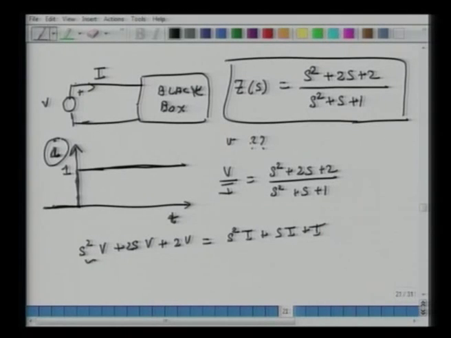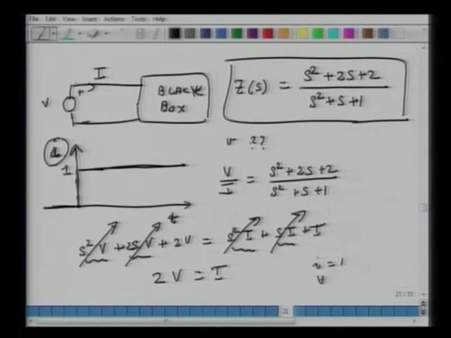Now these terms relate to derivatives of current and voltage, second derivatives and first derivatives. So when everything is steady state, these terms will be zero. Is that right? So 2V equals I. So if my current is 1, then voltage is 2.